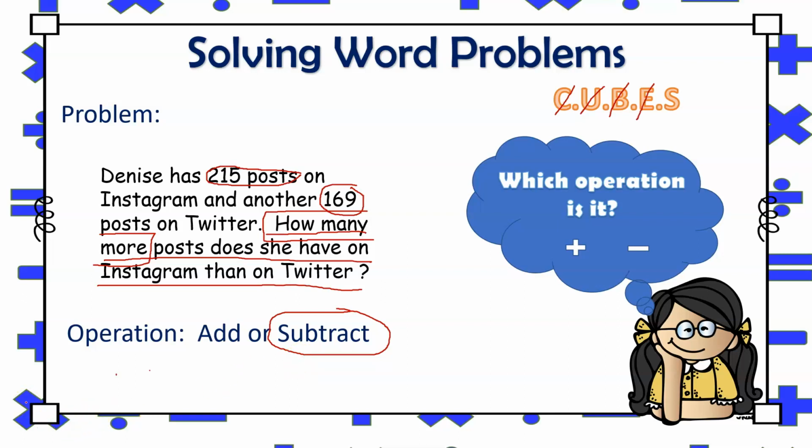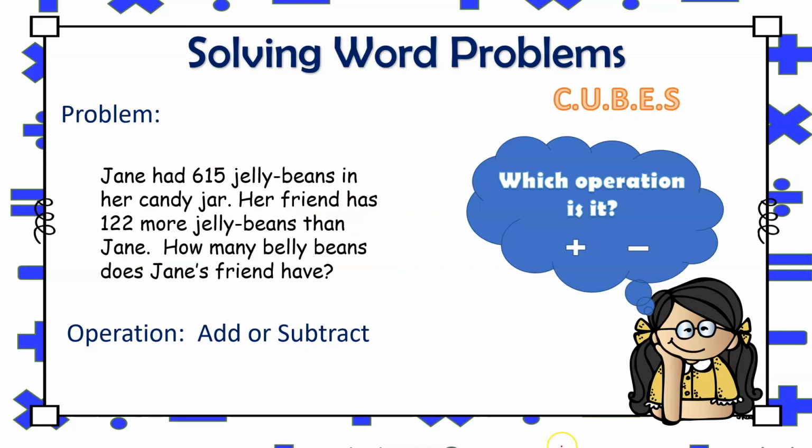The last step in the cube strategy is to solve for the answer. This is where students will need to write an equation and/or picture to show their work. However, for the purpose of this video, I will not be modeling this last step. Let's repeat the process with this next example.